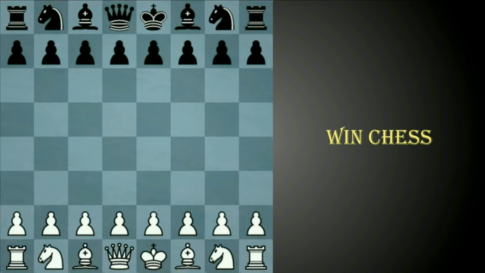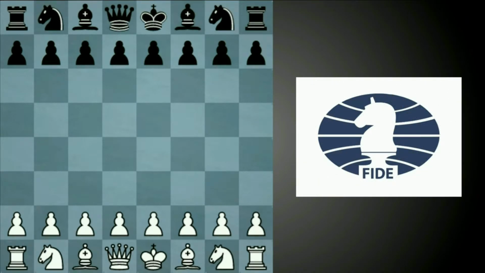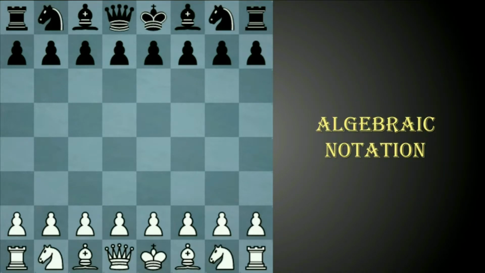This video explains everything about how to read or write down a chess game. The International Chess Federation, or in short FIDE, insists that every game played should be recorded when playing professional chess. Though there are a lot of systems for this purpose, the one we are going to see here is recognized by the FIDE and it is called Algebraic Notation.